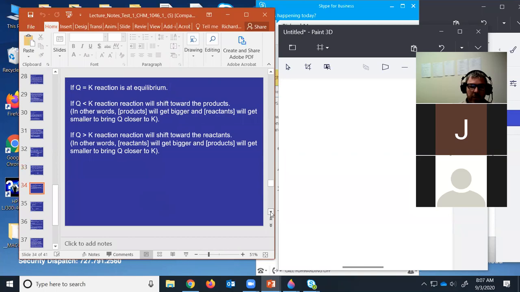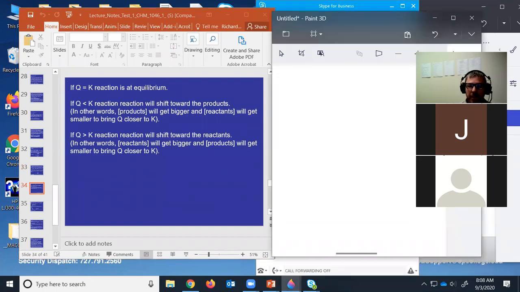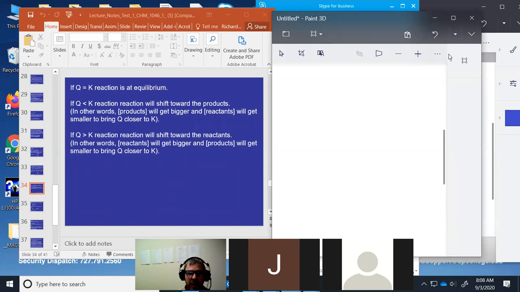But here's what we know. If Q equals K, then the reaction is at equilibrium. If Q is less than K, the reaction will have to shift towards the products. If Q is greater than K, the reaction will have to shift towards the reactants. All right, so that's when things start to get a little bit more difficult. Let's talk about what's going on with Q and K here.